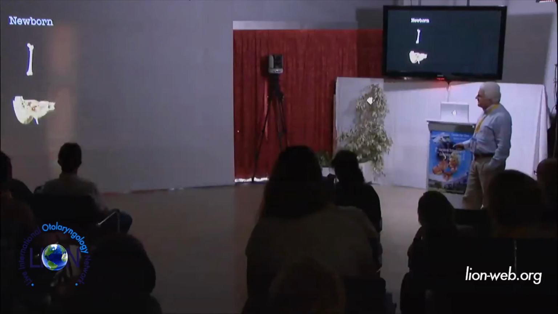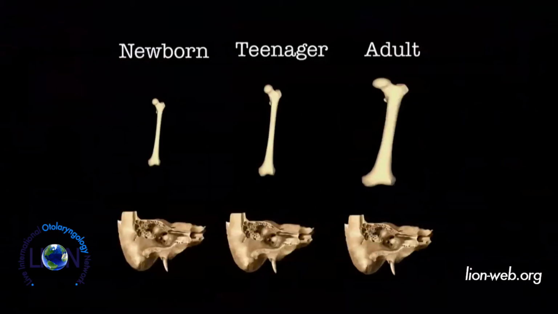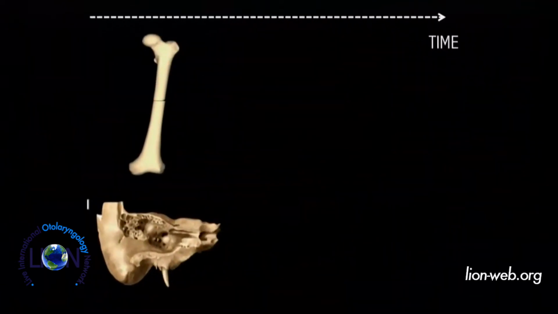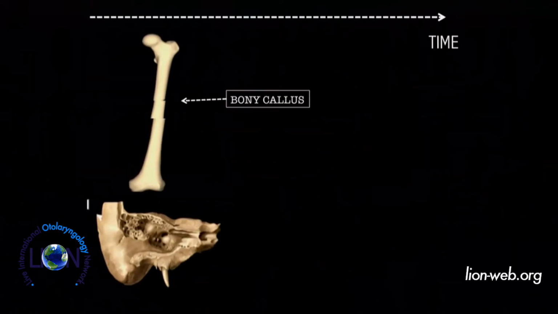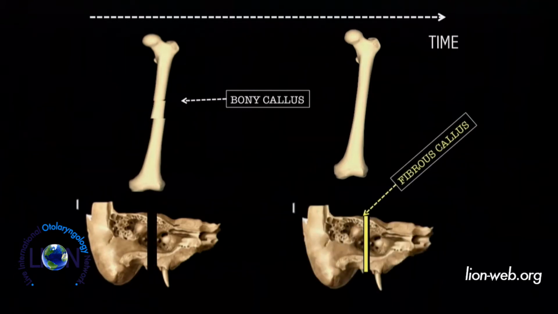So if you have the leg bone from a newborn and the otic capsule and you follow them through life, the leg bone grows, and the otic capsule will stay the same size. So it's completely different from other bones of the body. And another thing is that if you have a fracture in your leg, you have a bony callus and then a complete cure of this fracture. But if you have the same thing with the otic capsule, you only have a fibrous callus here, and there is no ossification at all, because it's a different bone.